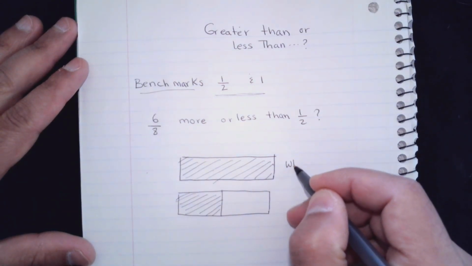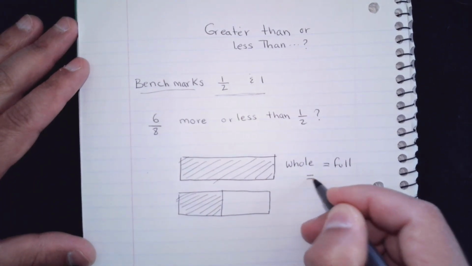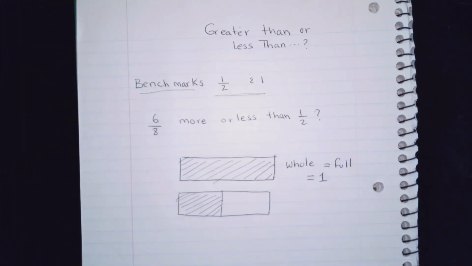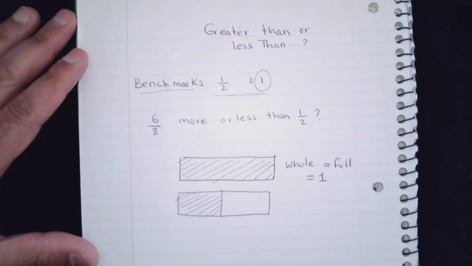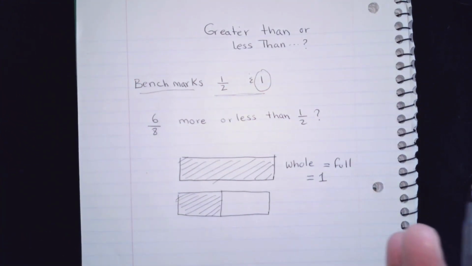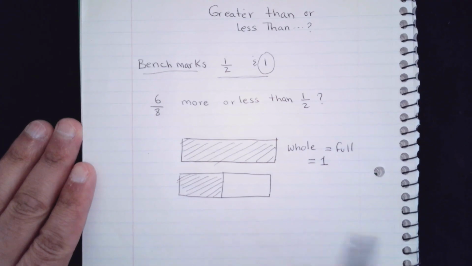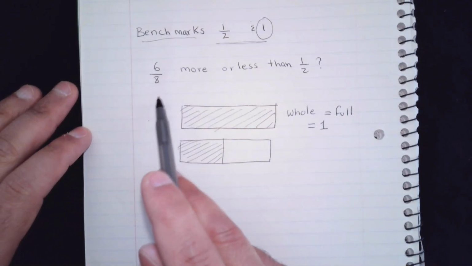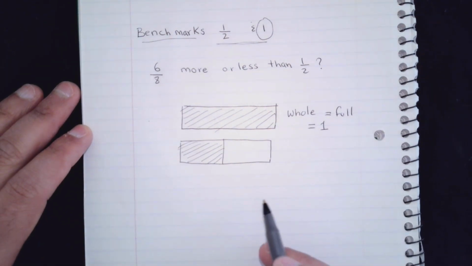Remember, whole means full, means one complete set. So the one here means full, whole, complete. And half means half of it, half of a whole, half of a full, half of a complete set. So the question is, 6/8, is that more or less than half?